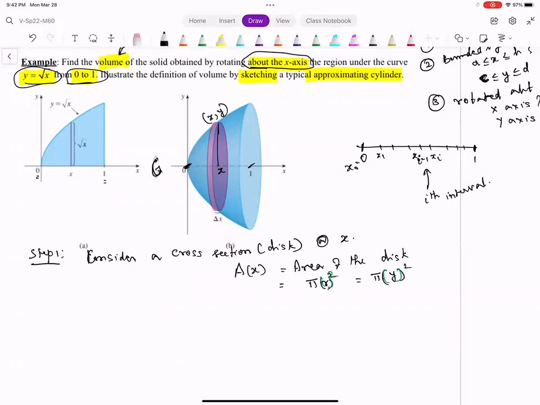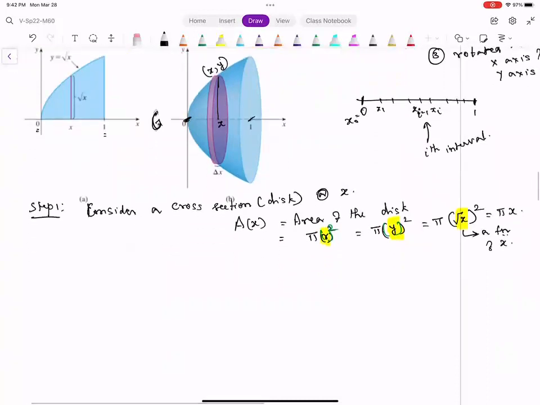But what is y equal to in this case? y equals the square root of x. So pi times the square root of x, the whole squared, that is pi x. So ultimately, A of x becomes a function of x. Anytime you rotate about the x-axis, the integrand that you evaluate will turn out to be a function of x. And step 2 is to use the formula to evaluate.